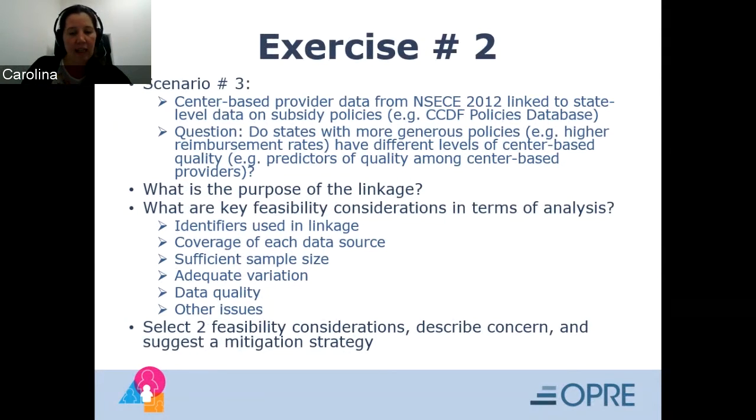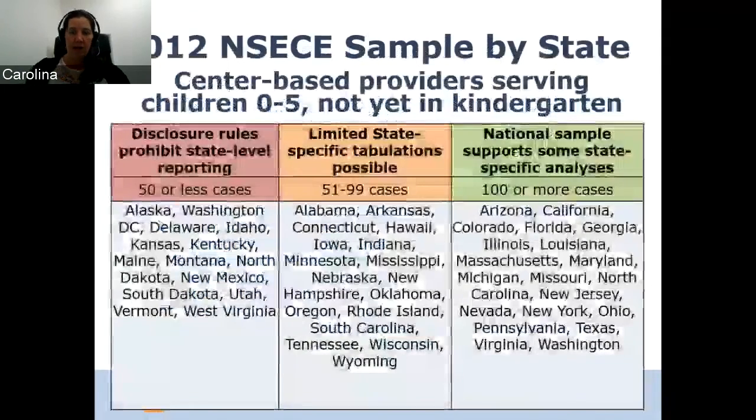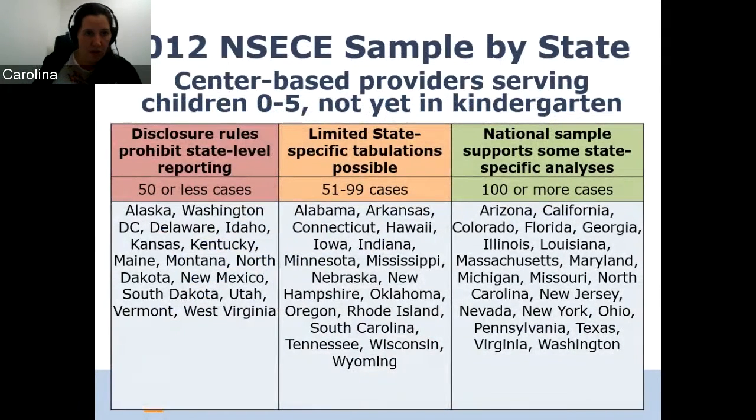So you can select 2 of these feasibility considerations, describe the concern, and suggest a mitigation strategy. Again, the idea is not to give up and say, well, I'm not doing this project anymore, but rather to think about how you can better understand the issue, what tabulation, what percentage, or what other sensitivity analysis you may be able to conduct to assess the issue. And part of that, I want to show you the following slide.